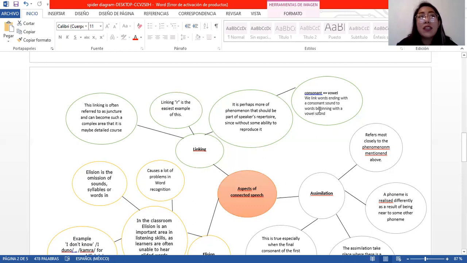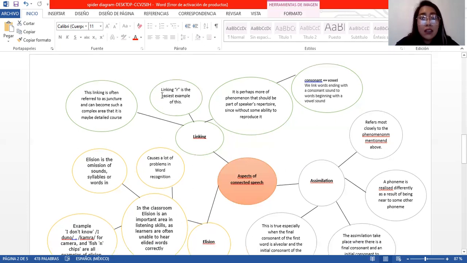For example, if I say "that ant," it's a hormiga, "that ant." So we are linking the T and the A, "that ant." Also, we have linking R, which is the easiest example of this. And then linking is often referred to as juncture and can become such a complex area that it may be detailed in a course.